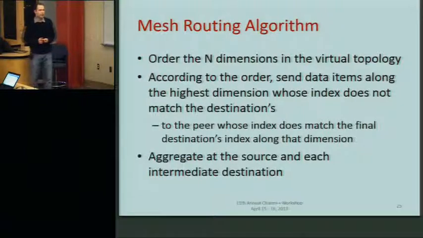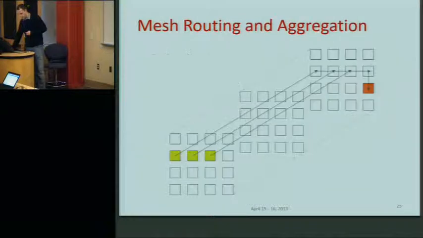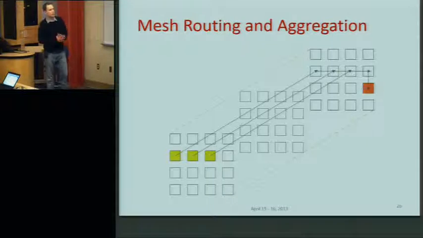So now here is the mesh routing algorithm that we use. Essentially, you order the n dimensions in your virtual topology, and within this order, you take a data item that gets submitted to be sent, and you consider the index of the destination for that data item. Then you look at your order of the dimensions, and you consider the first component of that index that does not match between the final destination and the current node from which you are sending.